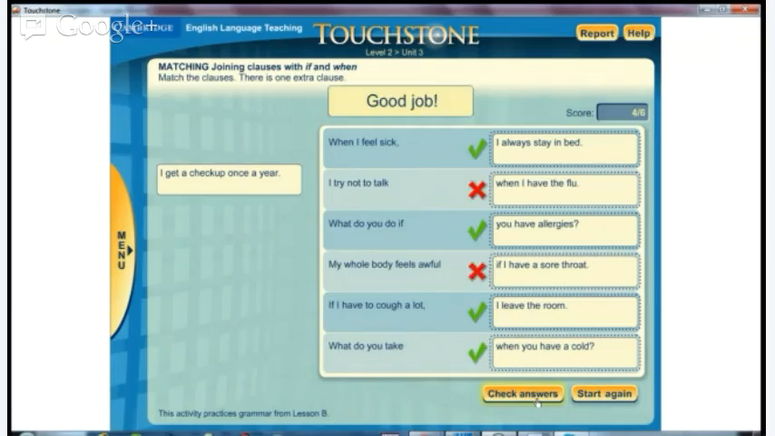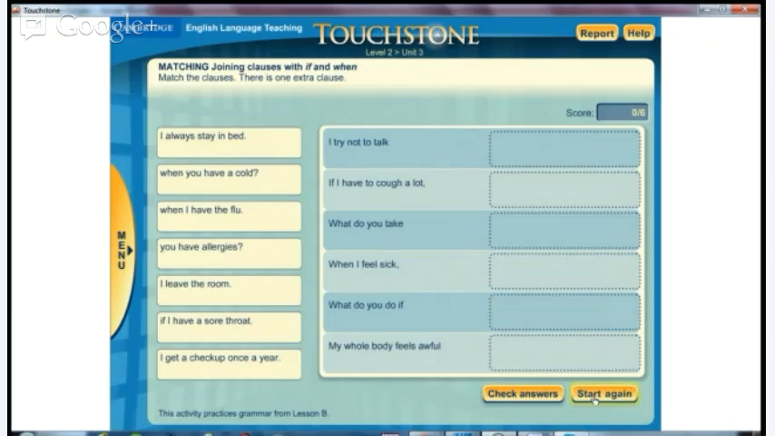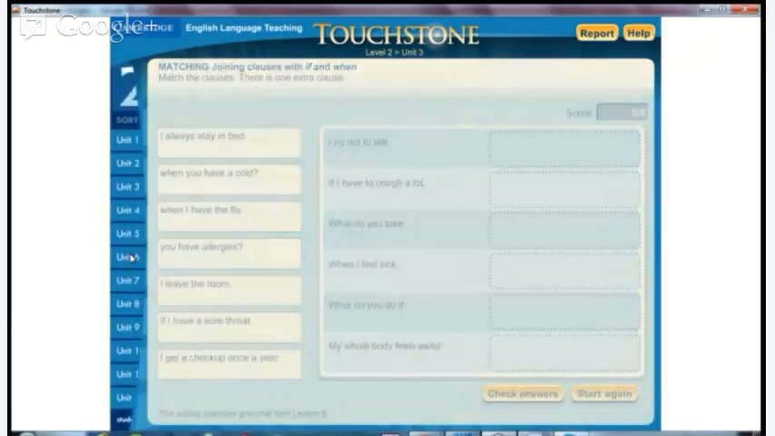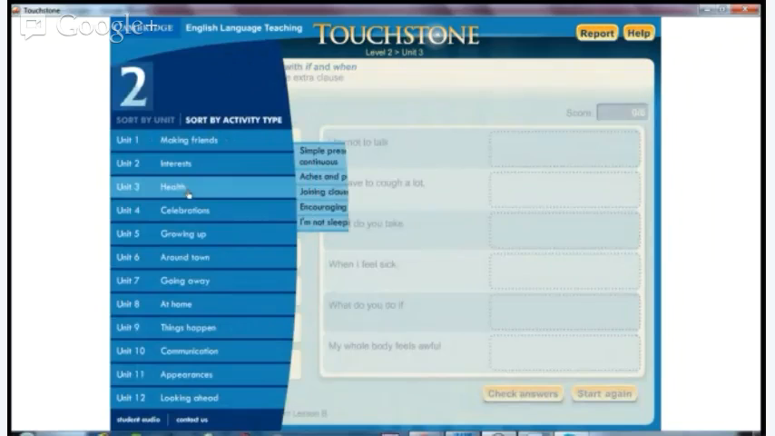Let me check. Oop, you see, I got two answers wrong. So you see, then you go to start again and you can start trying and trying and trying till you get it right. That's the idea. You have several options here and there is one extra clause. So you got to try over and over till you get 6 out of 6. Okay? That's it.